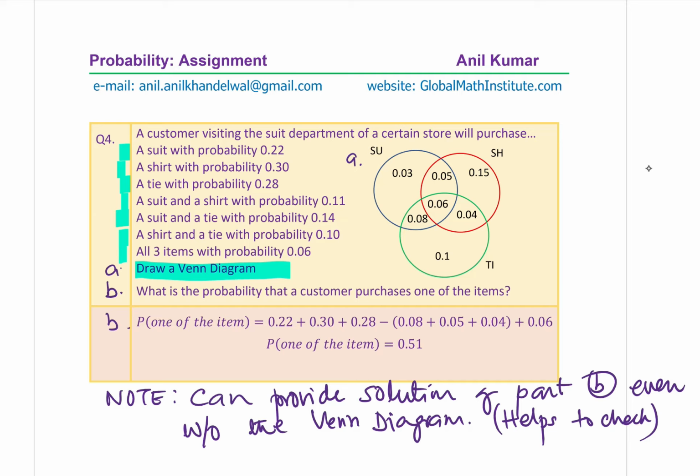Now let us see the strategy to make a Venn diagram, right? So let's study the strategy. So to begin with, it is important to begin with the intersection of all three. So that is the strategy. So strategy is begin with intersection of all the conditions.